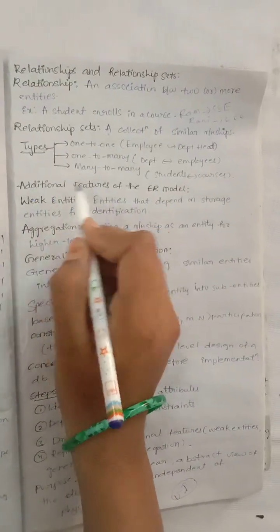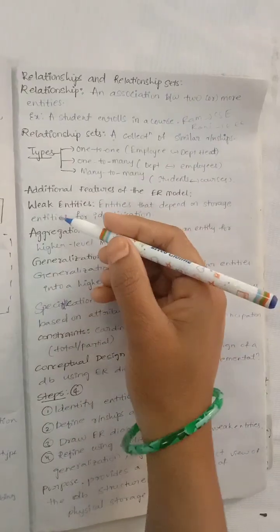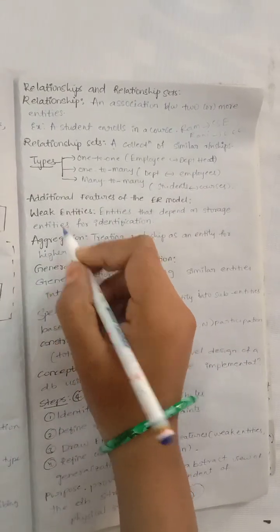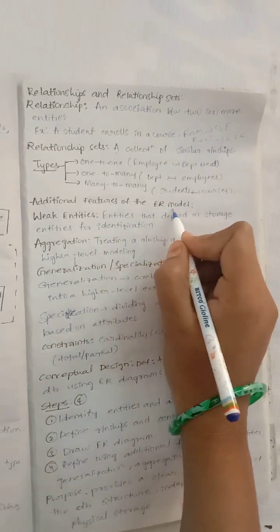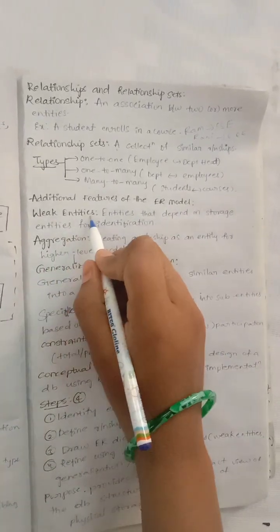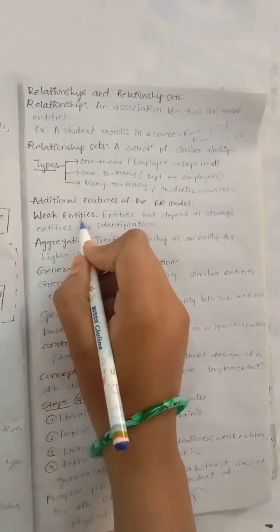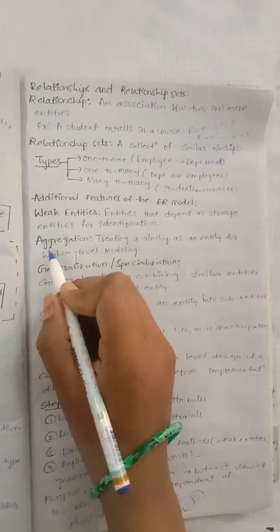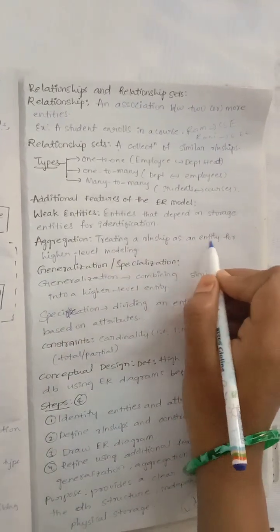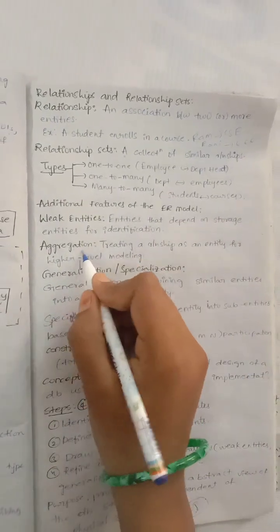Another topic is additional features of the ER model. Here there are three concepts in additional features of the entity relationship model. First concept is weak entities. These are the entities that depend on another entity for identification. Aggregation is the process of treating a relationship as an entity, for higher level modeling.